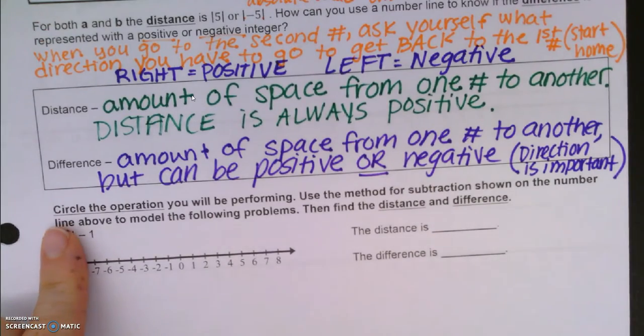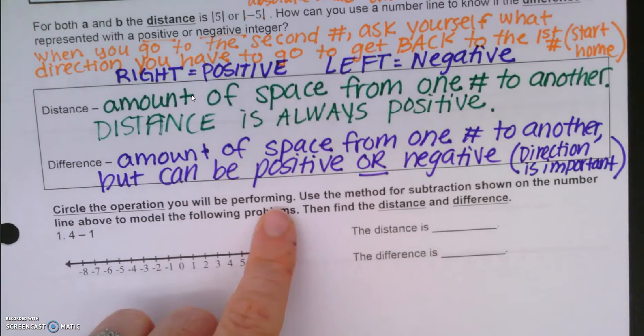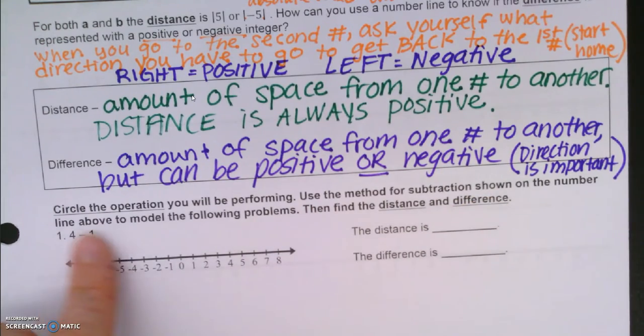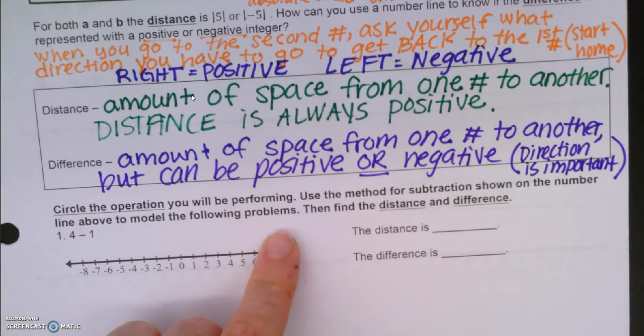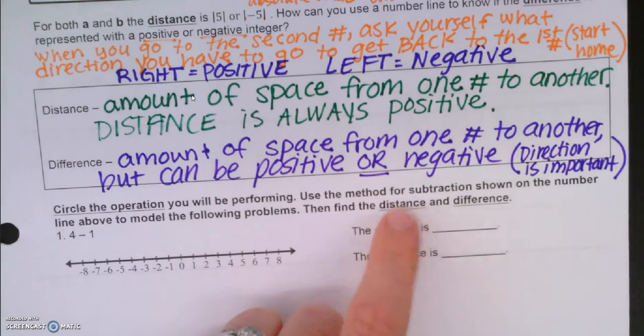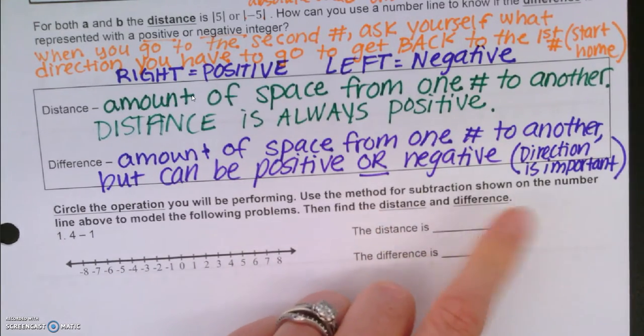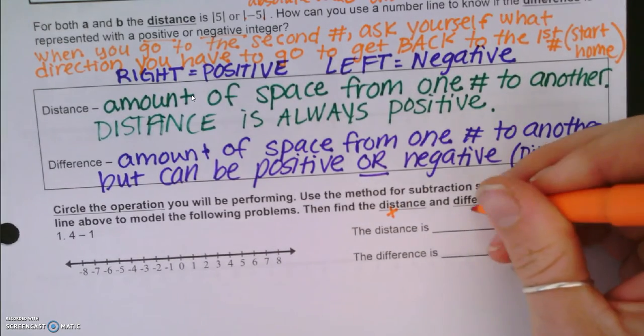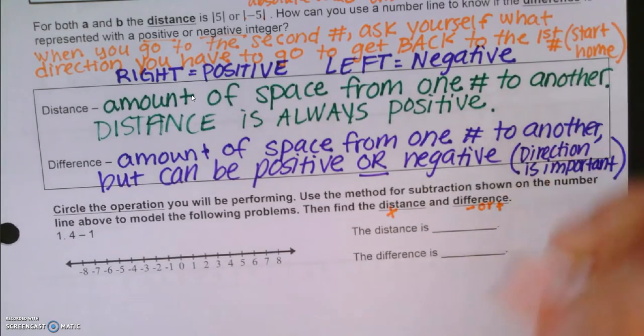Let's read the directions. Circle the operation you'll be performing. Use the method for subtraction shown on the number line above to model the following problems. Then find the distance and the difference. Distance has to be positive. Difference could be negative or positive.